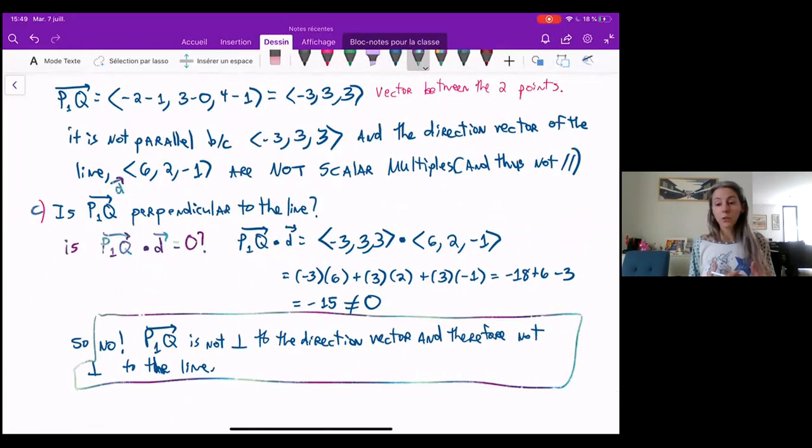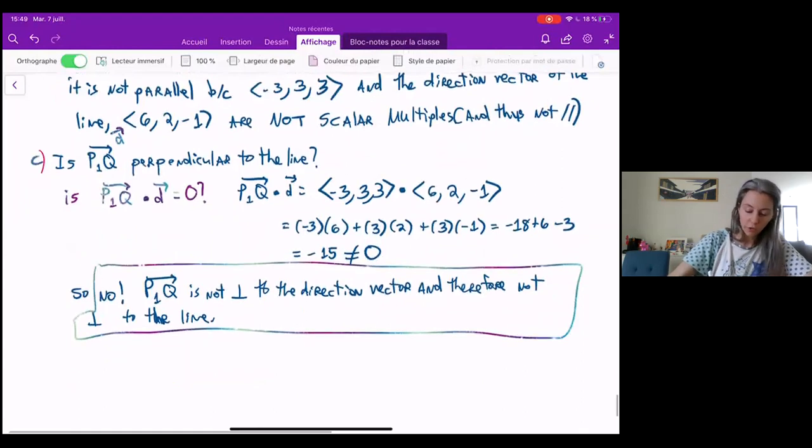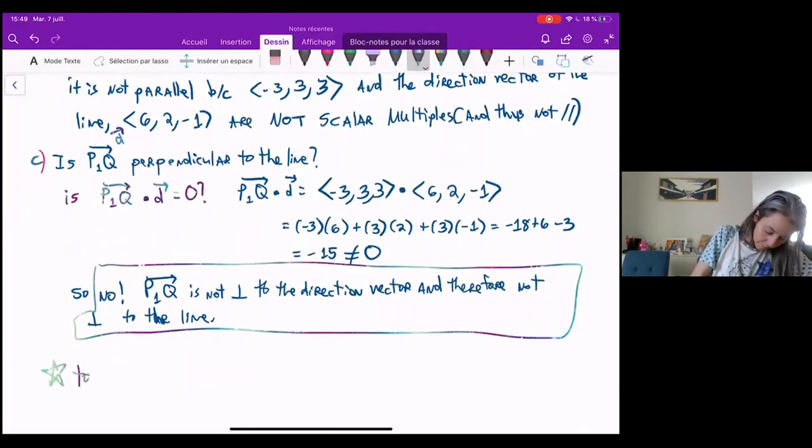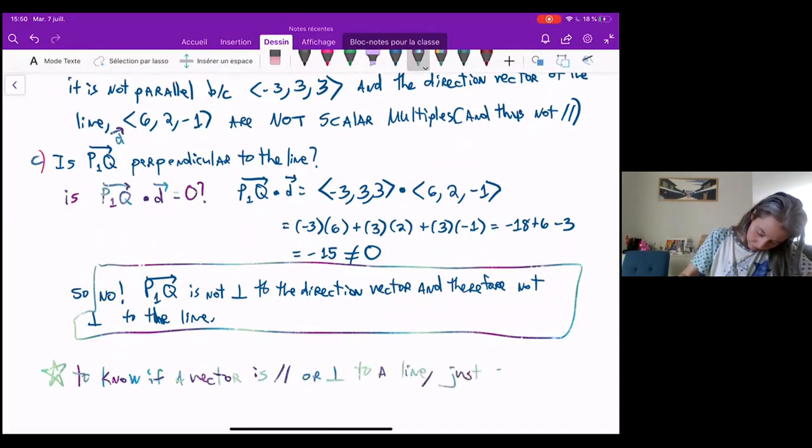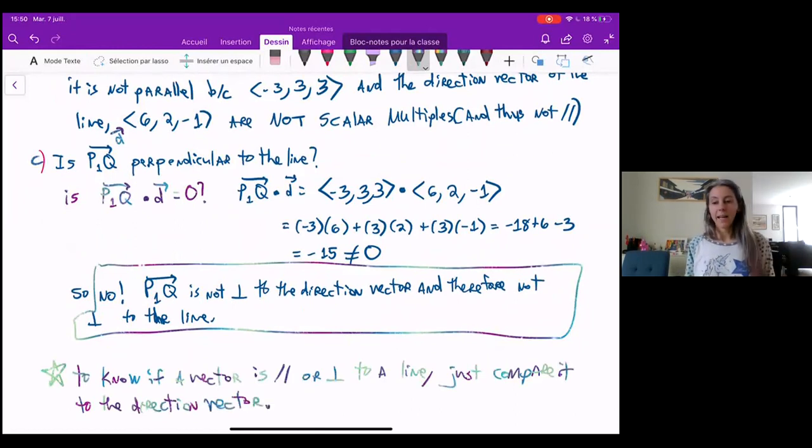All right, so in other words, what we are saying is, if I want to know if a vector is parallel to or perpendicular to the line, I just have to compare it to the direction vector. All right, that's all. Next example will really focus on planes.